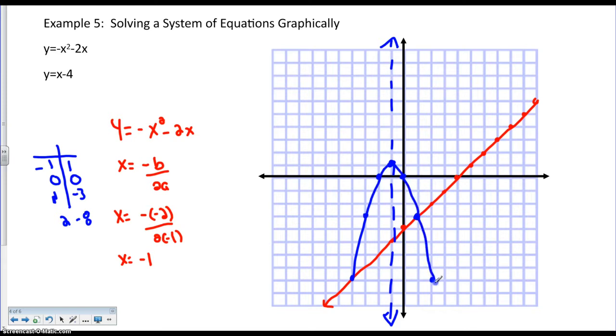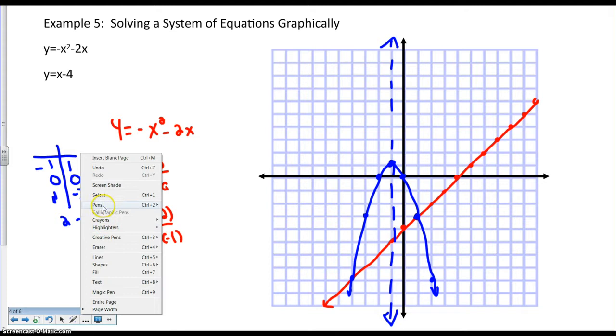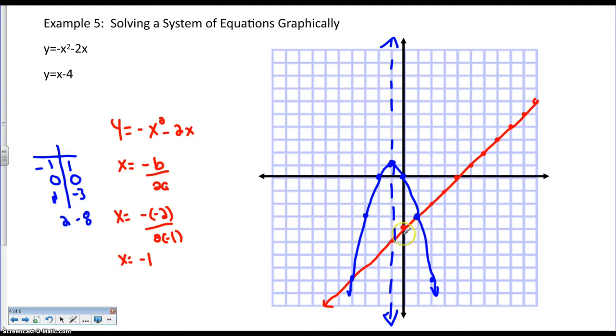looks like this. Now, where do the parabola and the line intersect each other? It looks like they have 2 points of intersection. If you guys remember when we looked at systems of equations, that means that both of these points should make both equations true. So what are my 2 points? It looks like my 2 points are (1, negative 3) and (negative 4, negative 8). So let's check this.